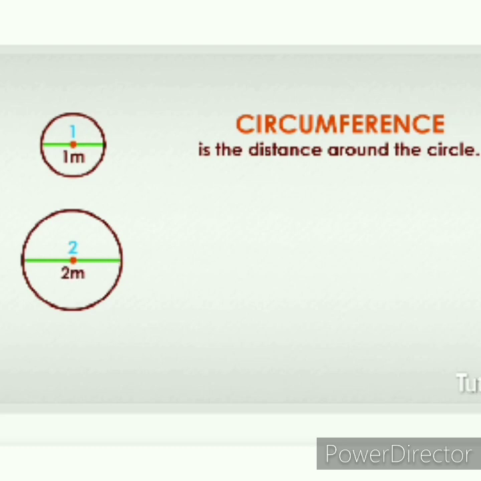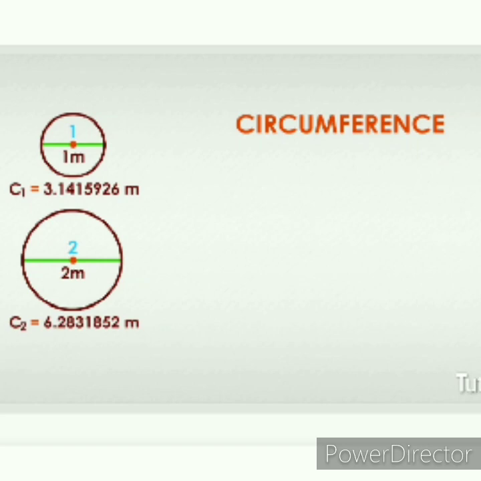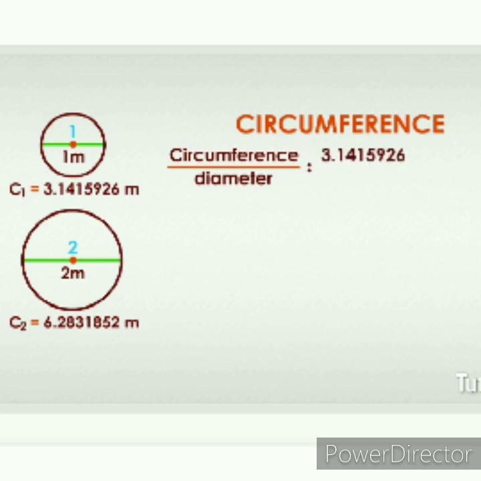The distance all the way around circle 1, the circumference of the circle, is 3.1415926 meters. The circumference of circle 2 is 6.2831852 meters. To form the ratio of the circumference to diameter, we divide the circumference by the diameter. For circle 1, we have 3.1415926 divided by 1, which equals 3.1415926. For circle 2, we have 6.2831852 divided by 2, which equals 3.1415926.